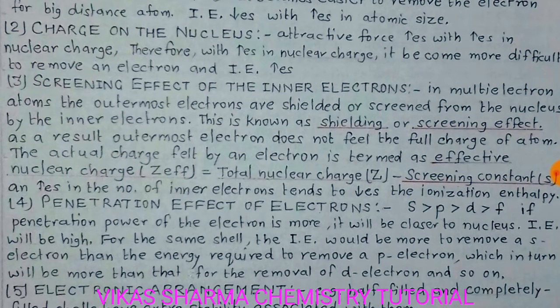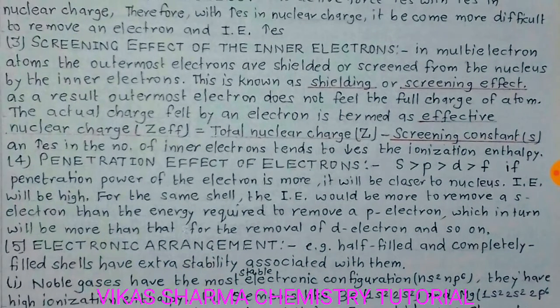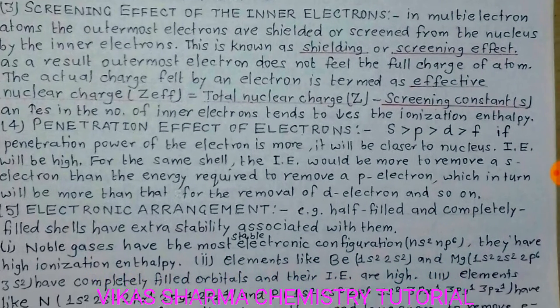Student, the third factor is the screening effect of the inner electrons. In multi-electron atoms, the outermost electrons are shielded or screened from the nucleus by the inner electrons. This is known as the shielding or screening effect. As a result, the outermost electron does not feel the full charge of the nucleus. The actual charge felt by an electron is termed the effective nuclear charge, with symbol Z effective. It is the total nuclear charge Z minus the screening constant. An increase in the number of inner electrons tends to decrease the ionization enthalpy. So the screening effect also affects the ionization enthalpy.